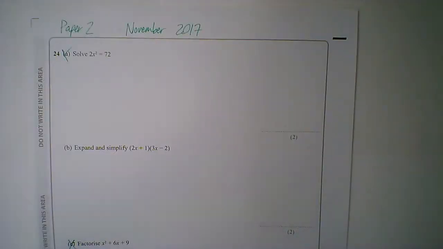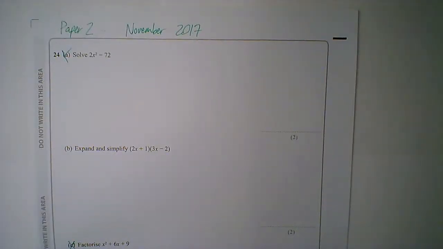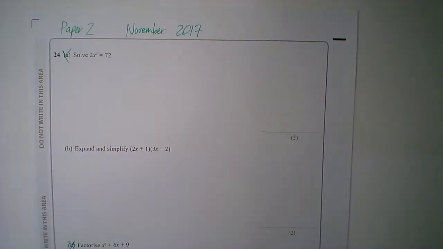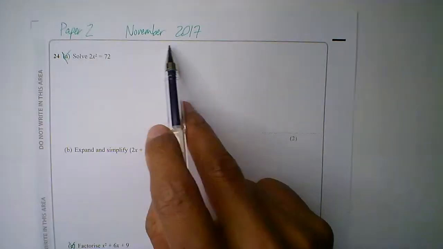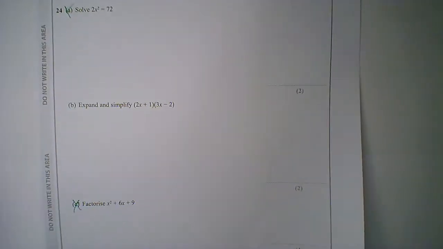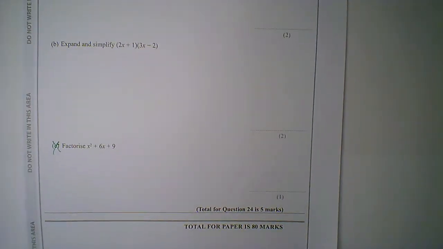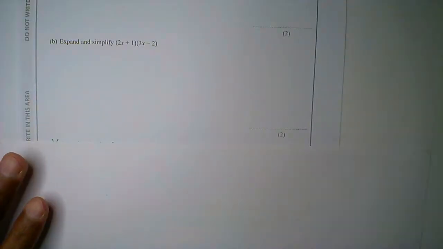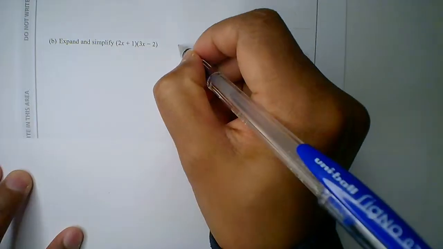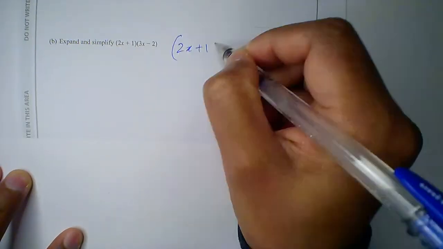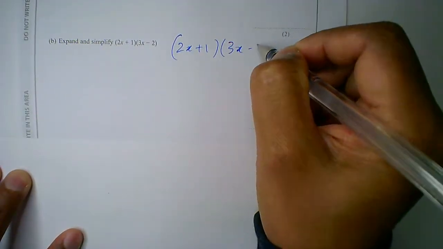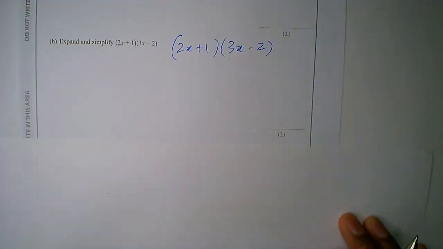And here we go on to the last question of today's session, this video. This is from paper 2, November 2017. And again, we have another double brackets here. So this is 2x plus 1, 3x take away 2. Press pause and have a go. When you're ready, or if you're stuck, press play for the answer.